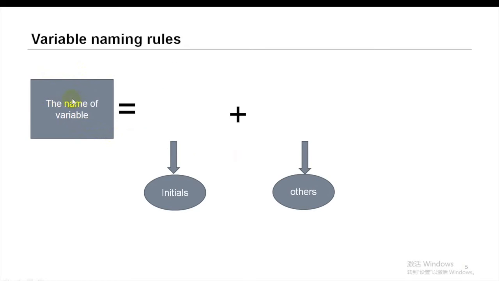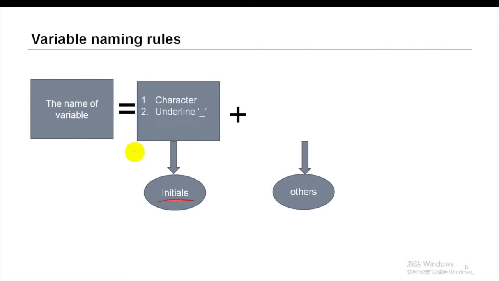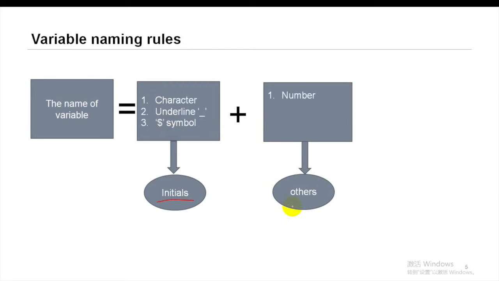You can't give a name to a variable arbitrarily. Here are some rules for the names of variables. For the initial of the name, you have three choices: a character, an underscore symbol, or a dollar symbol. Other symbols are not allowed. As for the other parts, there are more choices. You can use numbers, characters, the underscore symbol, and the dollar symbol. A mixture of these also works.